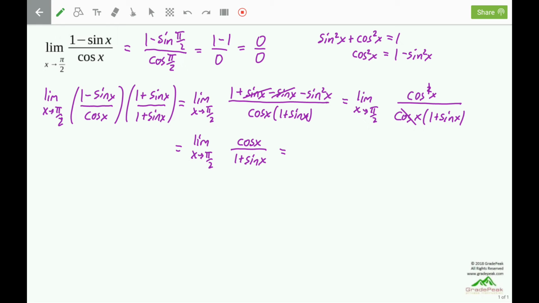We can now try plugging in the pi over 2 for the remaining x's. And we have cosine of pi over 2 over 1 plus the sine of pi over 2. The cosine of pi over 2 is a 0. The sine of pi over 2 is a 1. 1 plus 1 is a 2. 0 divided by any non-zero number equals 0.